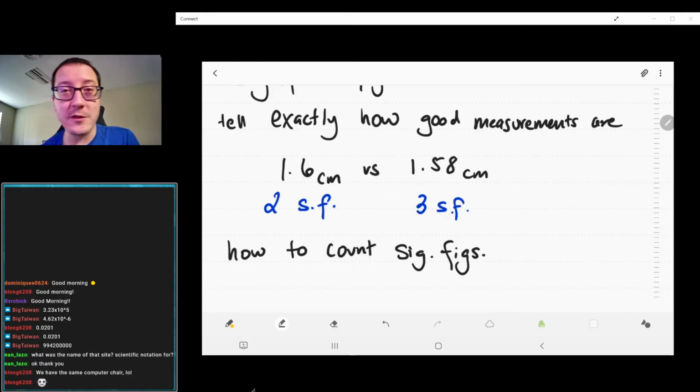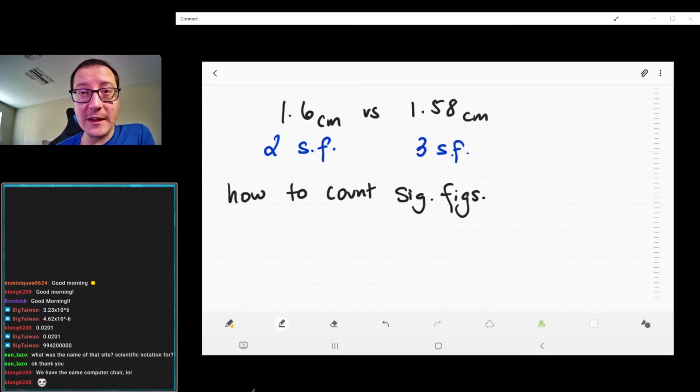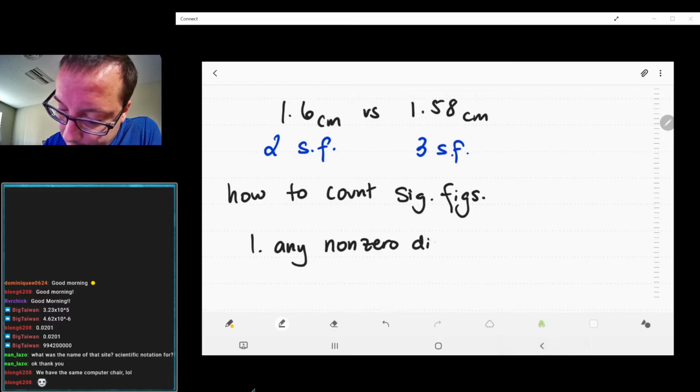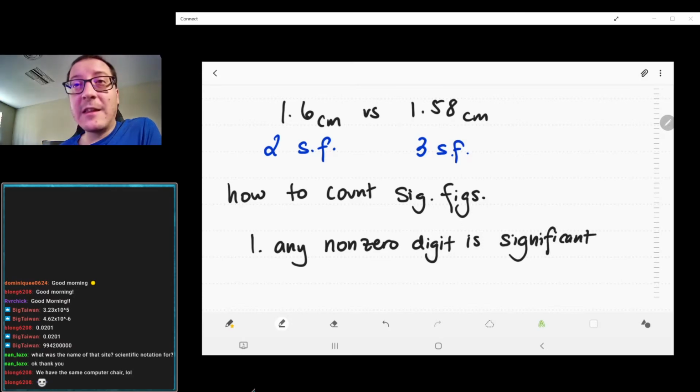So now we're going to focus on how to count sig figs, significant figures. There's going to be 4 rules that we're going to deal with. 3 of them will be no problem, and the last one will be the tricky one. Our first rule, our easiest rule, is any non-zero digit is significant. So anything that has a number with it will be a significant digit.